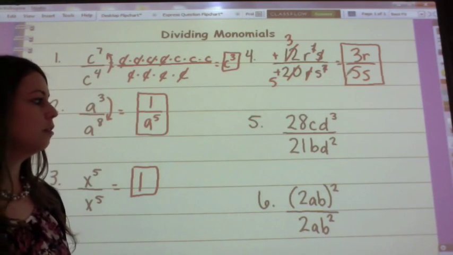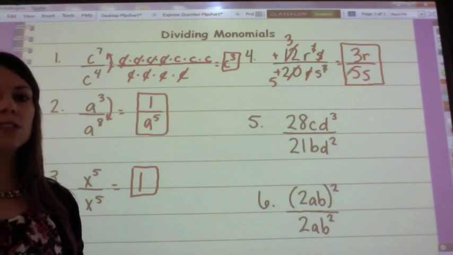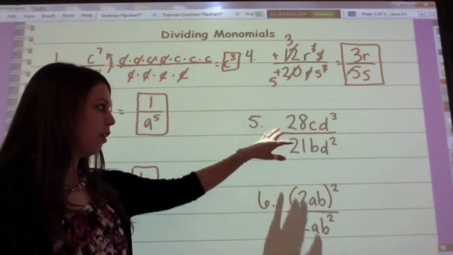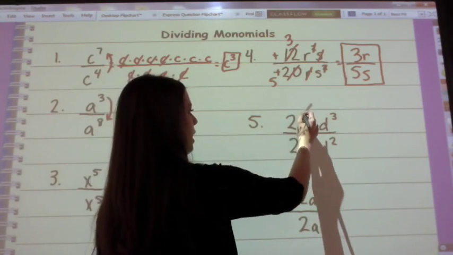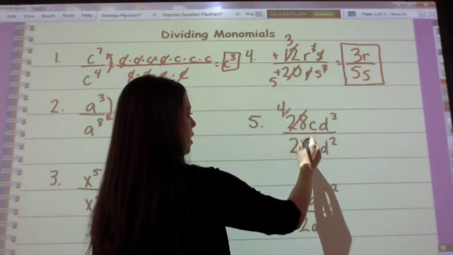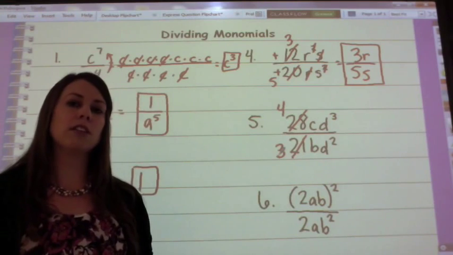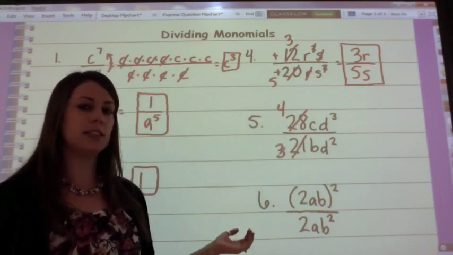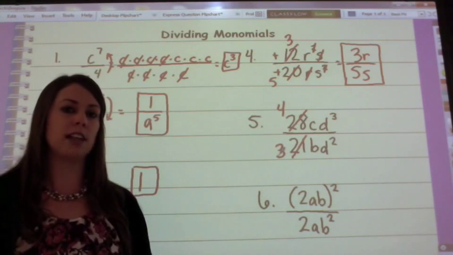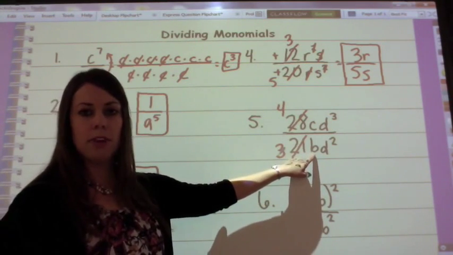28cd cubed over 21bd squared. Well, what do they both have in common? The 28 and 21 both have a 7 in common. So 28 divided by 7 is 4. And 21 divided by 7 is 3. Now I look to see, can I simplify anything with c's? Well, I don't have a c in the denominator, so c is going to stay. And then I look, b's, nothing, I can't simplify anything with b's.